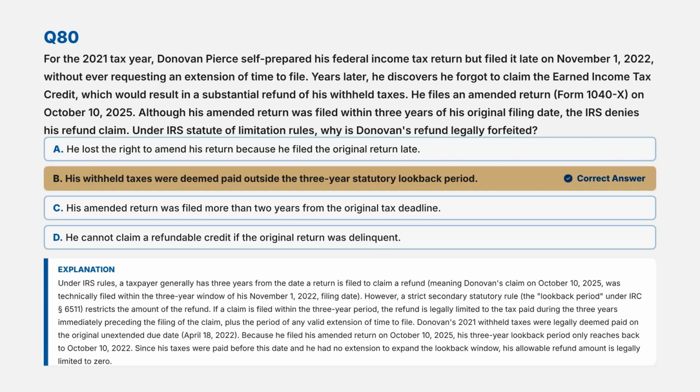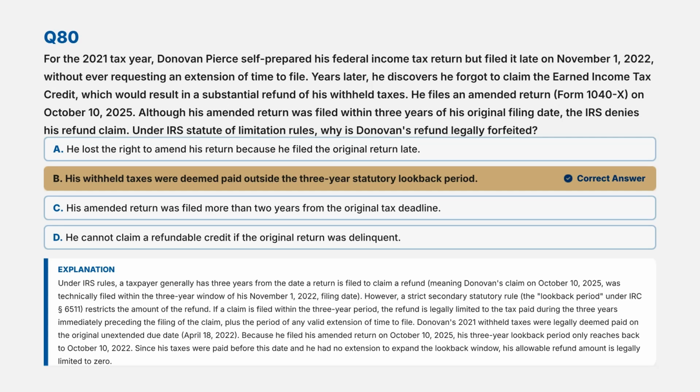date. However, a strict secondary statutory rule, the lookback period under IRC section 6511, restricts the amount of the refund. If a claim is filed within the 3-year period, the refund is legally limited to the tax paid during the 3 years immediately preceding the filing of the claim, plus the period of any valid extension of time to file. Donovan's 2021 withheld taxes were legally deemed paid on the original unextended due date, April 18th, 2022.